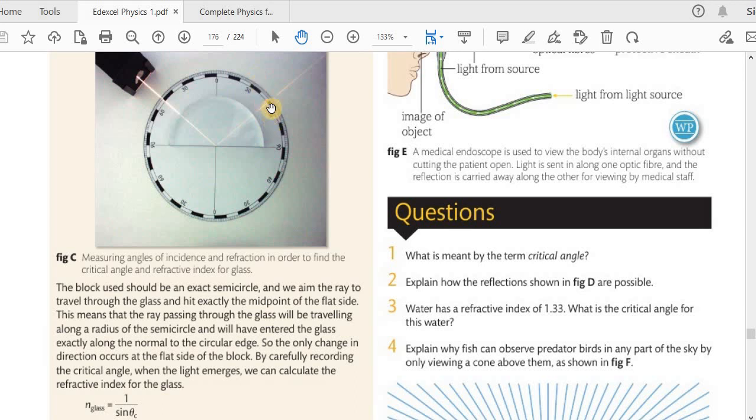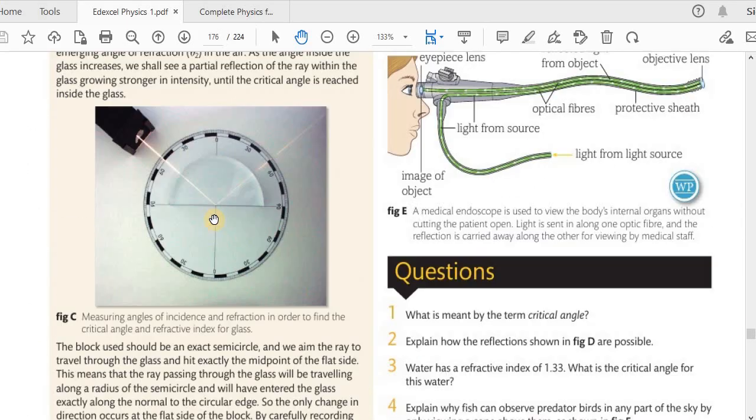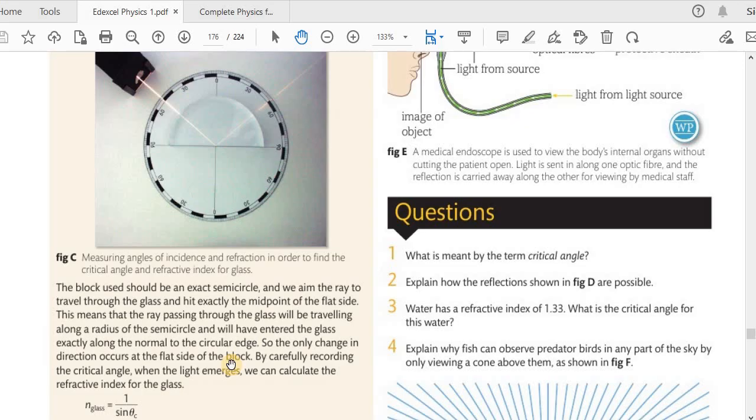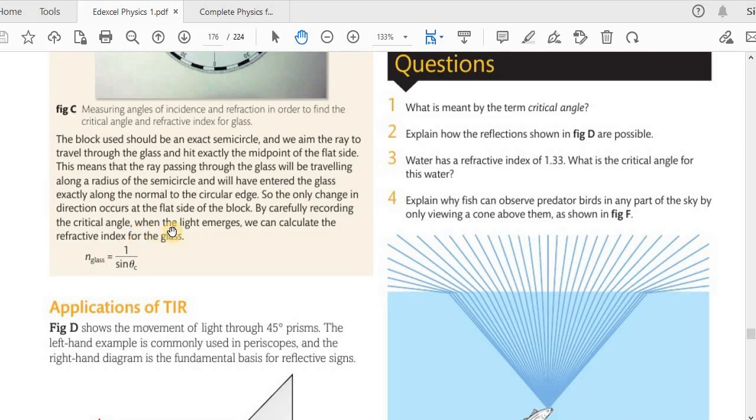Okay, so here is the flat side of the block. This side is curved, this side is flat. So here we have the curve from here to here, and the flat side, on this glass block. The only change is the flat side. By carefully recording the critical angle when the light is incident, we can calculate the refractive index for the glass.